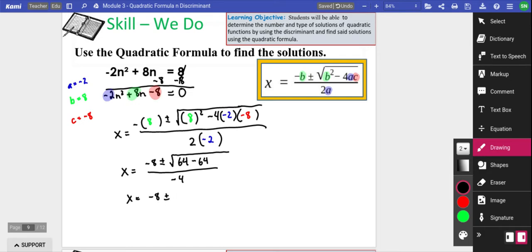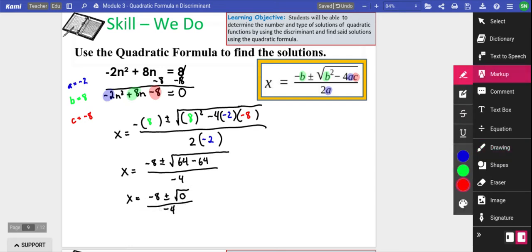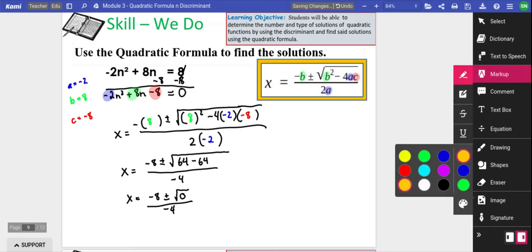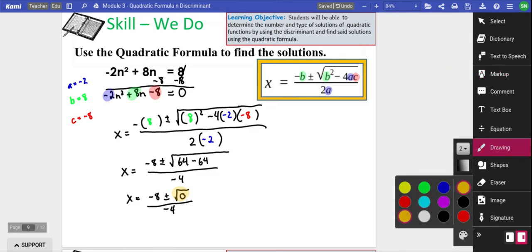X equals minus 8 plus or minus. Now I'm simplifying the radical. I get 64 minus 64. That would be the square root of 0 over negative 4. So here, the square root of 0 is 0, so we can just get rid of it. We do not need that one because if you add or subtract 0, it's the same thing as not doing anything.